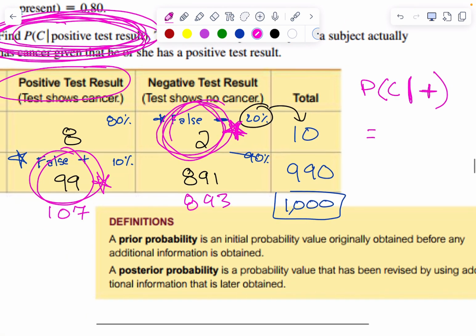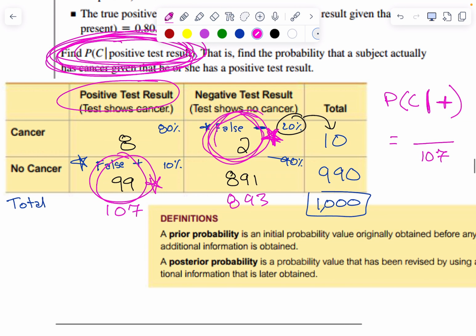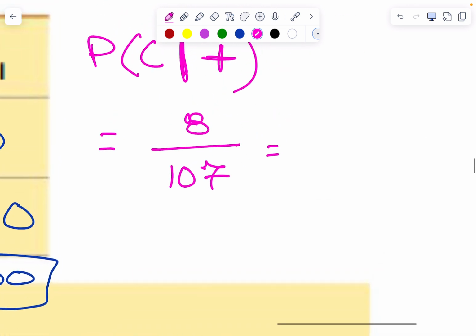We're going to see what we've got going on here. So positive, how many people are positives? 107 is my bottom number. How many people of those actually have cancer? 8. Okay? So of the people who tested positive, 8 out of 107 have cancer. Which means that, okay, go ahead and figure that out as a decimal.